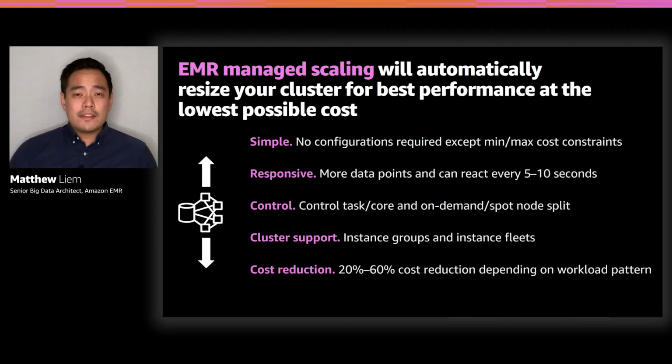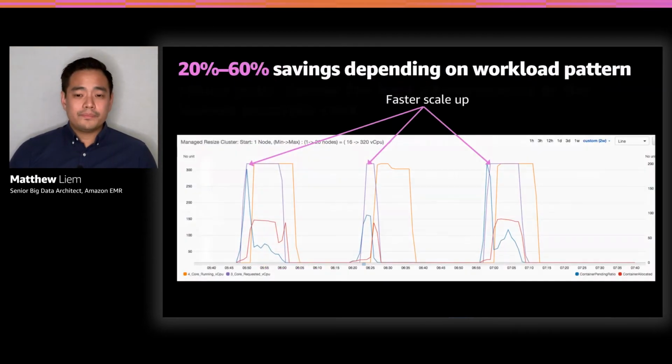We've also expanded the support for managed scaling to be able to auto-scale on not just instance groups, but instance fleets as well. When we talk to customers and based off our own tests, we see cost savings of anywhere between 20 to 60% depending on your workload pattern. Let's take a look at an example of managed scaling.